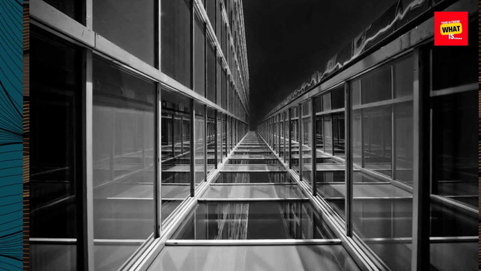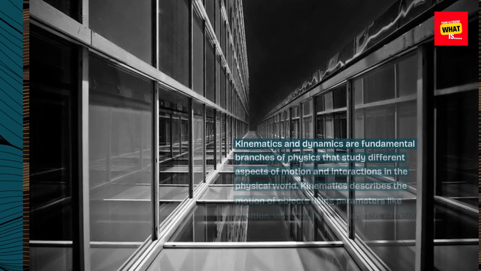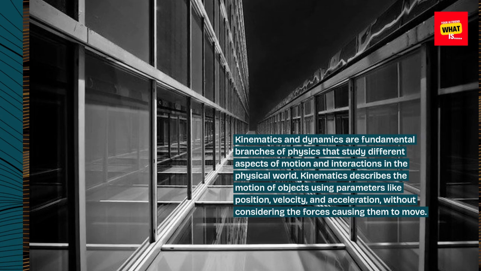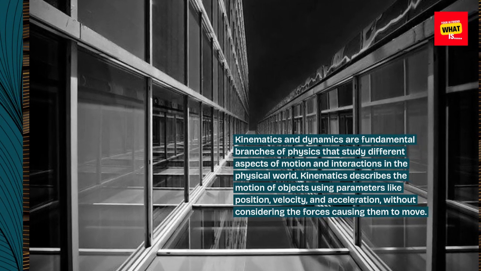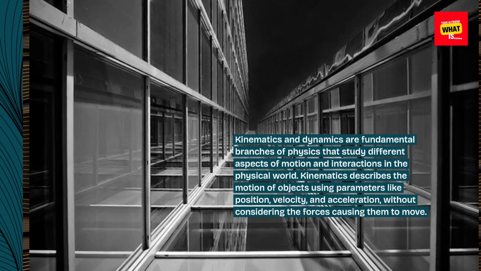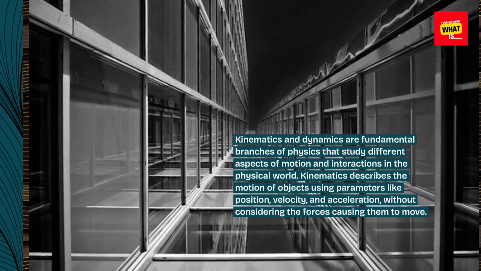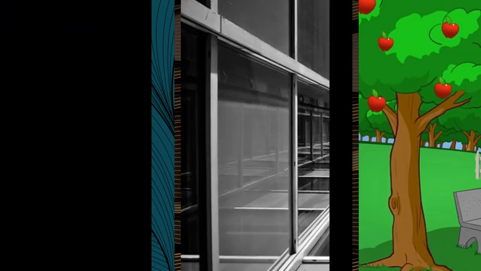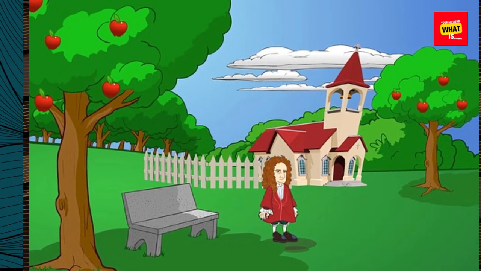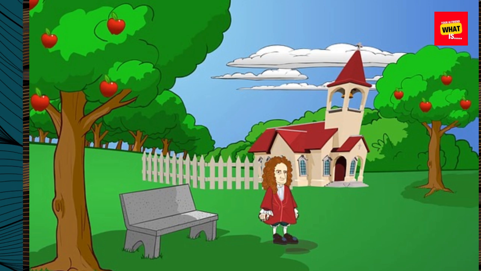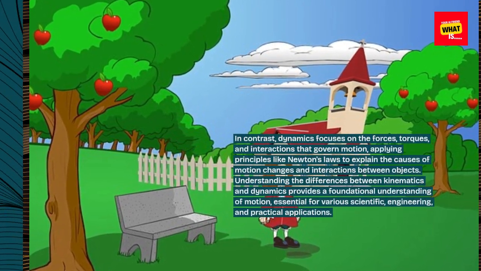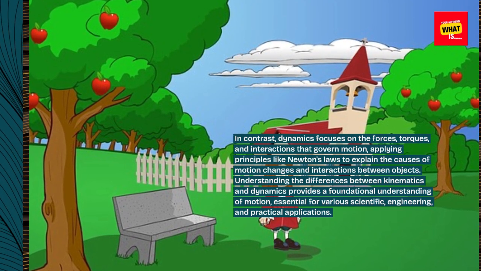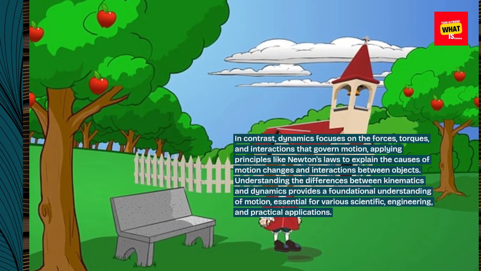Conclusion. Kinematics and dynamics are fundamental branches of physics that study different aspects of motion and interactions in the physical world. Kinematics describes the motion of objects using parameters like position, velocity, and acceleration, without considering the forces causing them to move. In contrast, dynamics focuses on the forces, torques, and interactions that govern motion, applying principles like Newton's laws to explain the causes of motion changes and interactions between objects.